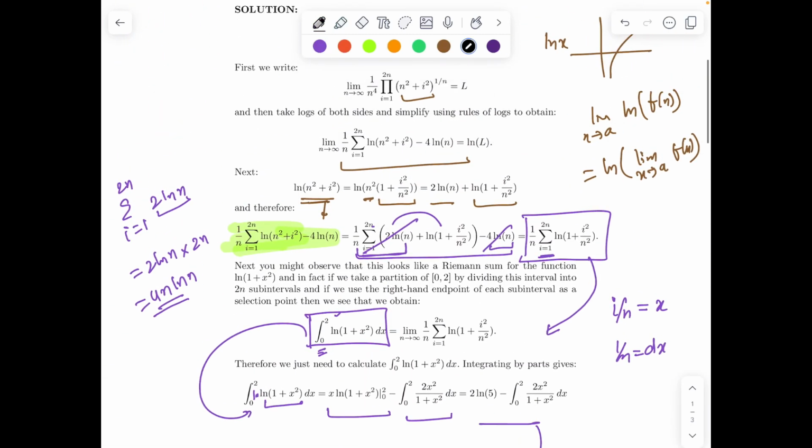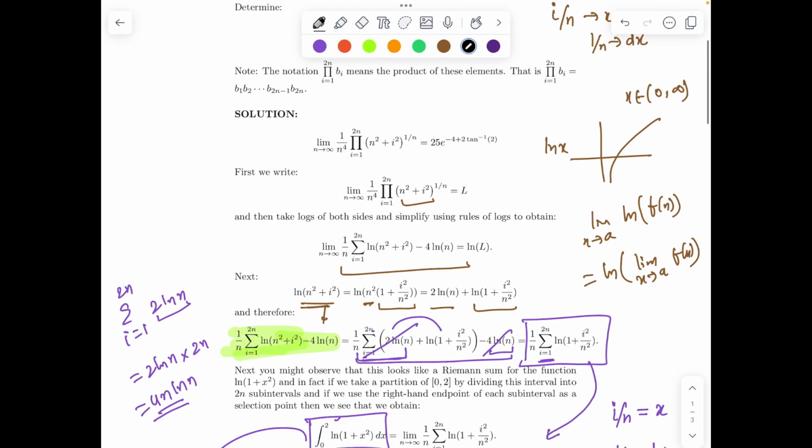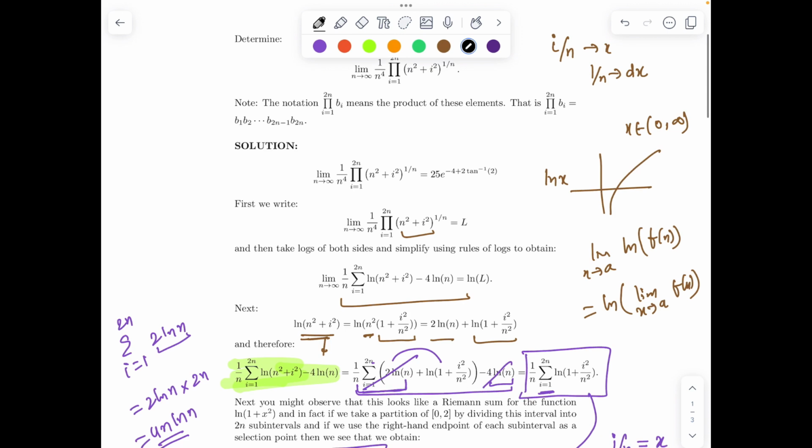So this is the usual way of attacking these kinds of questions, and especially when things are in a product, you can take log and try to convert into a Riemann sum. And the obvious motivation for these questions will be replacing i by n as x and 1 by n as dx.